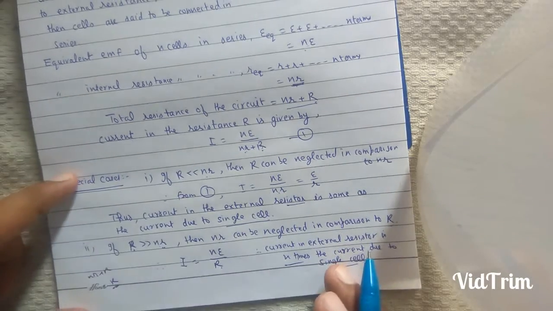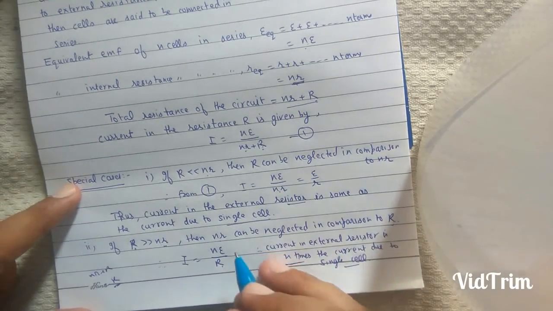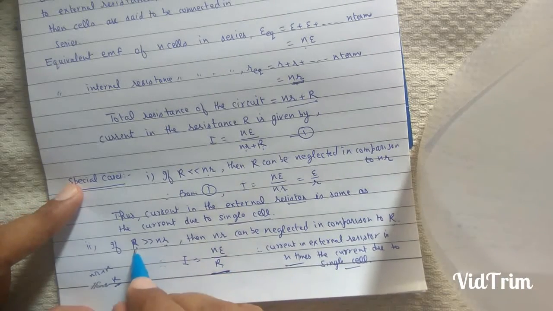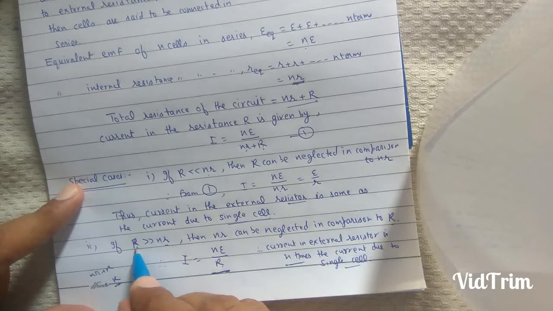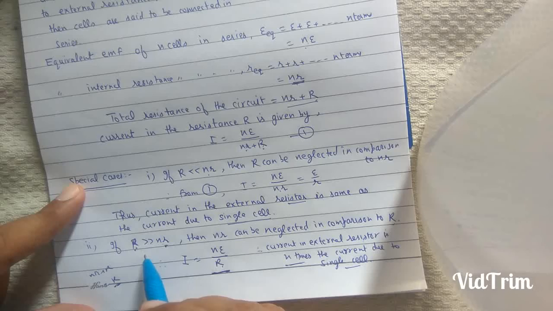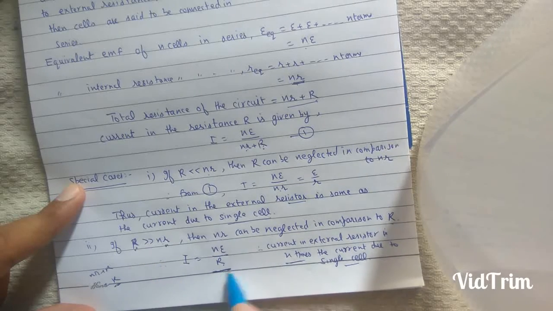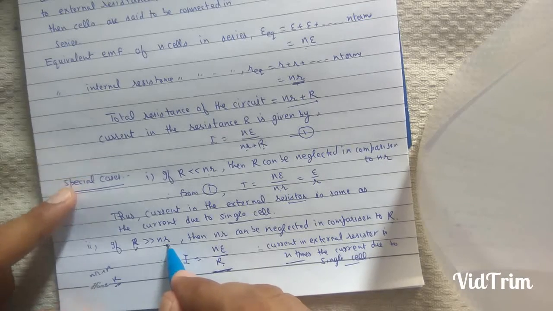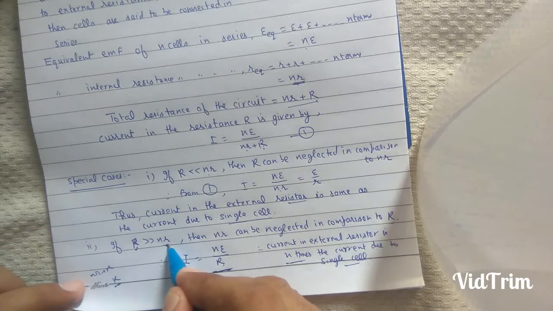Therefore in series grouping of identical cells, the current drawn is maximum if the external resistance is very high in comparison to the total internal resistance of all the cells in series grouping. Therefore in series grouping, the current drawn will be maximum when the external resistance is very high in comparison to the total internal resistance of cells connected in series.